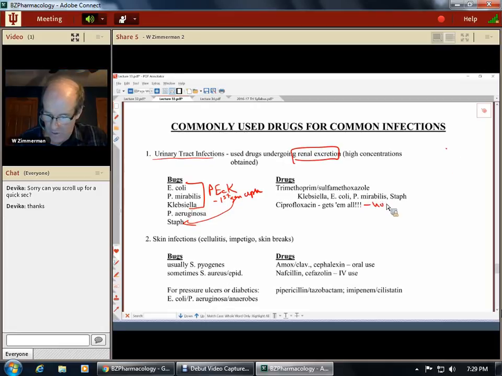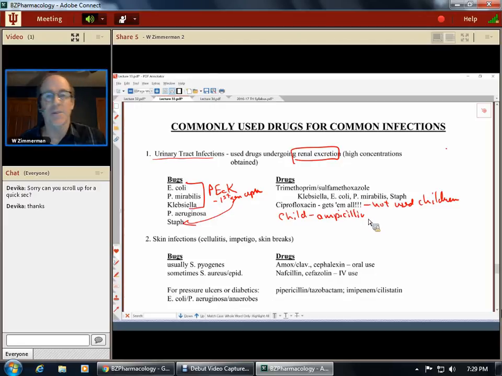Obviously though, this is not used in children due to the joint problems. If you've got a really nasty infection in a child, you're probably going to want to use something like ampicillin. And when you think about ampicillin, it gets Proteus, E. coli, Klebsiella. It's very similar to what the first-generation cephalosporin will get, but ampicillin plus an aminoglycoside.